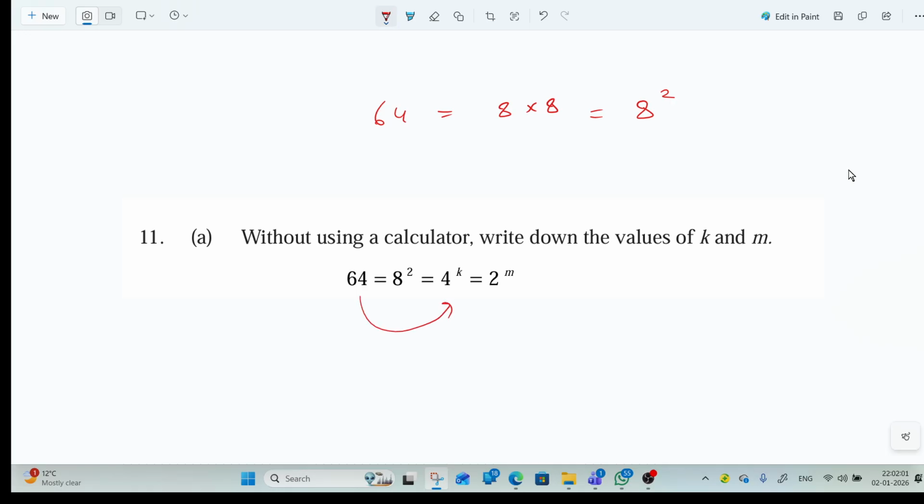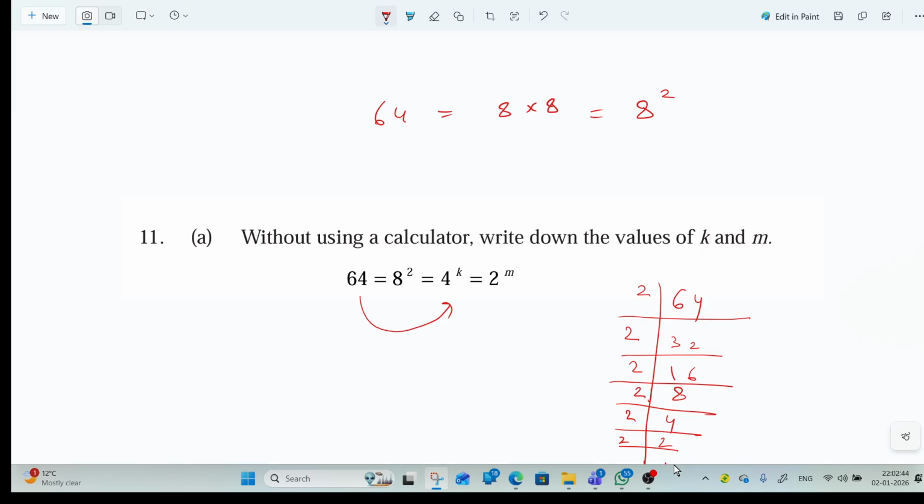How can you do this question? 64, if you divide it by 2, it is 32. Again divide by 2, that is 16. Again divide by 2 because this is an even number, so we get 8. Next, again 2, that is 4. Then 2, and then 1.